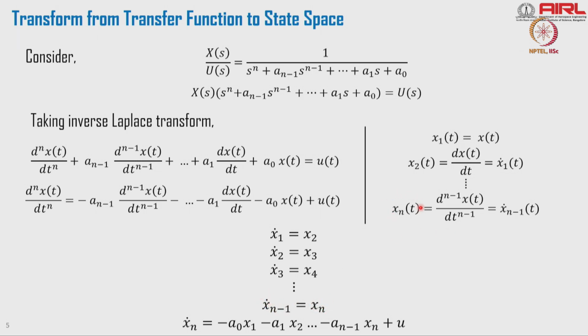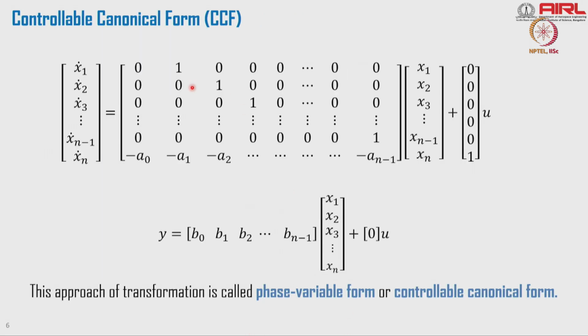If I take xn dot, the derivative of this, that is nothing but d^n x(t)/dt^n, which is xn dot, right? xn dot is minus a_0 x1, minus a_1 x2, all the way to minus a_(n-1) xn, plus u, right? I can substitute that. Now I have a relationship of first order differential equations for n states, right? If I create a state space form, this is nothing but the controllable canonical form, right?